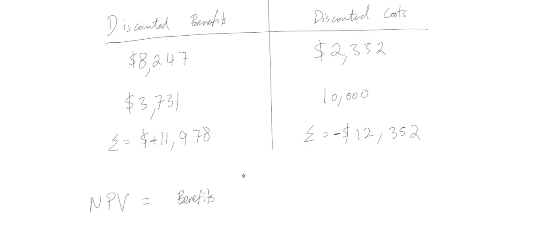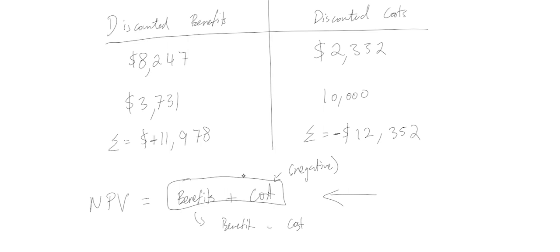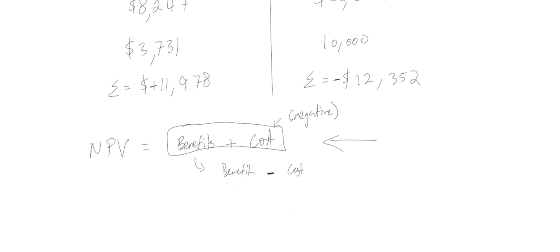So benefits plus the costs, and the cost has to be in negative. The cost has to be in negative for you to do the summation, because what we need to get is benefit minus cost. You can use this equation if the cost is actually in negative. Otherwise, if you leave the cost as a positive value, you have to subtract it from the benefit. Just remember that. In this case, because I already associated the negative sign with my costs, I can use this equation.